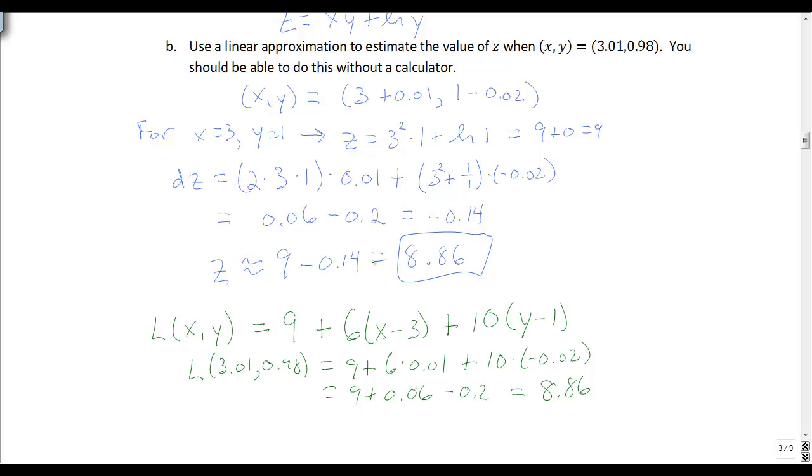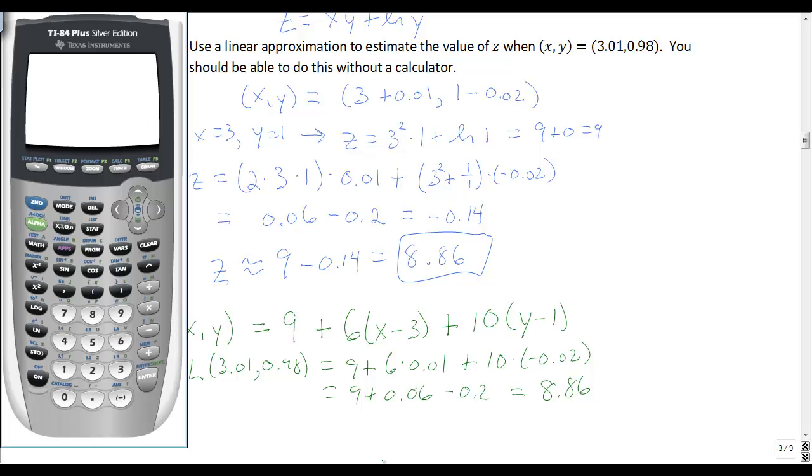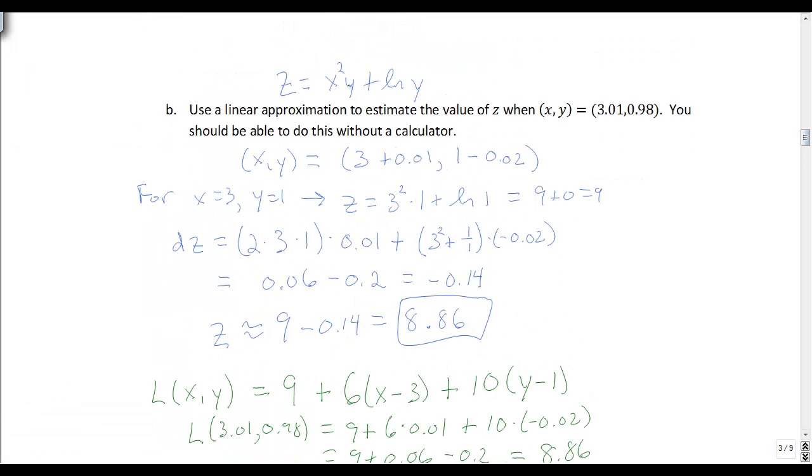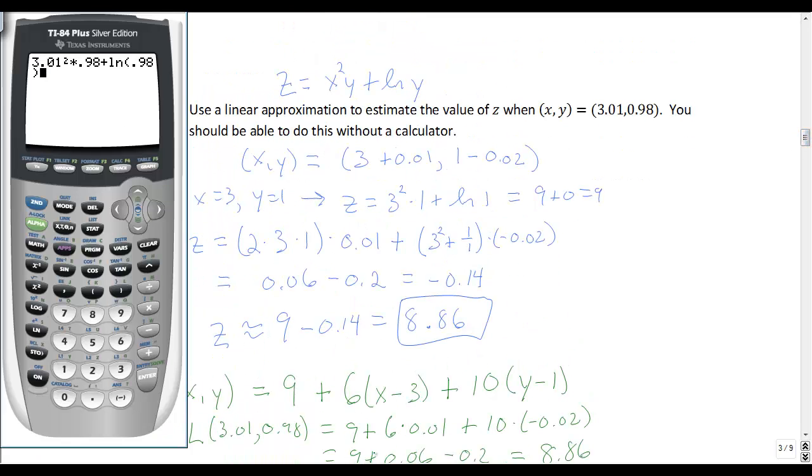Another thing I would do here, let's check how close we were. So this was x squared y, so that's 3.01 squared, times y is 0.98, and we're supposed to add to this the natural log of y. So that was our equation here. It's x squared y plus natural log of y. And the question is, do we get something close to 8.86?